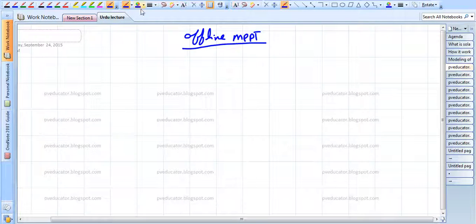In this tutorial we are going to discuss how offline maximum power point tracking methods are implemented in a typical solar photovoltaic system. So first of all, let's discuss the basis of offline MPPT and their types.